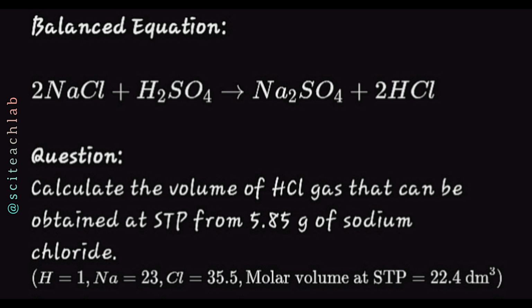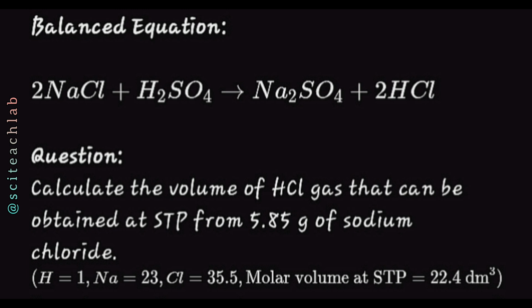Now, this one is a mass-volume relationship problem, because we are given the mass of one species, NaCl, and we are asked to find the volume of another species, HCl. Remember, we said if you're asked to find volume, then that species is going to be a gas, and HCl is gaseous. And remember also, we said if it's a gas, then we'll have to apply the molar volume rule, that 1 mole of any gas occupies 22.4 dm cube space.